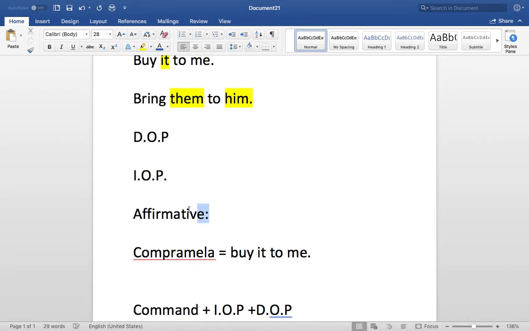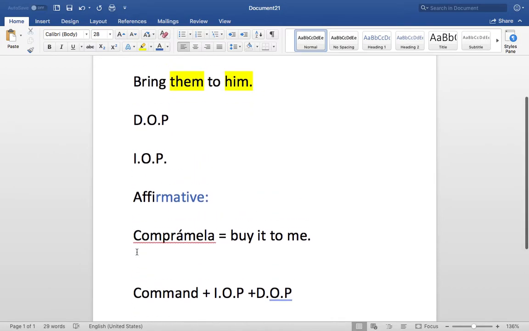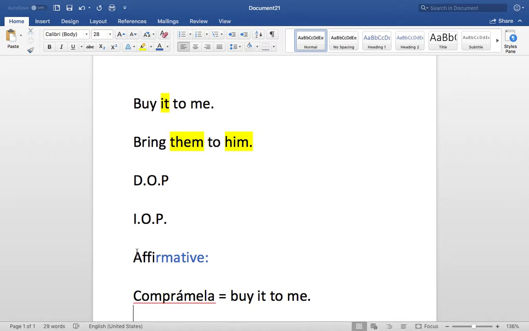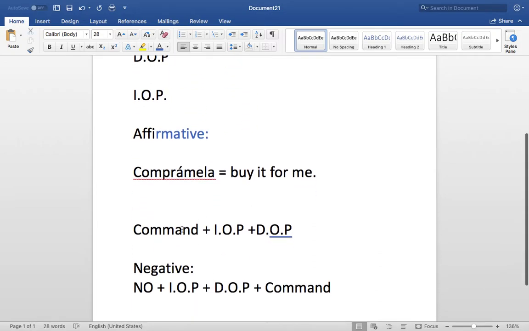And then when the command is affirmative, you have to attach it to the command. So cómpramela, and you have to have an accent mark. Cómpramela, all right? That means, again, buy it to me. Buy it to me or for me? Buy it to me. Buy it for me. I think it's for me. Buy it for me. Yeah, for me. I'm sorry. Buy it for me. Okay. And that's affirmative.